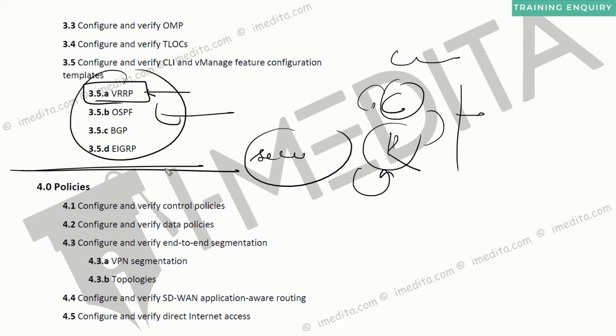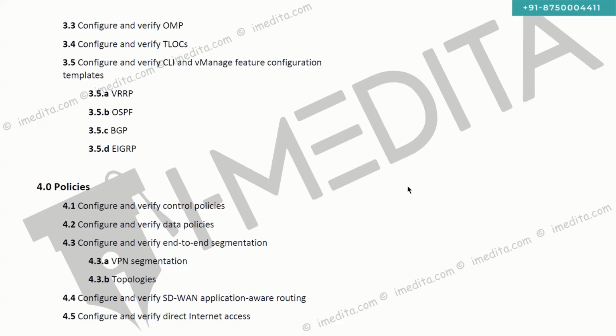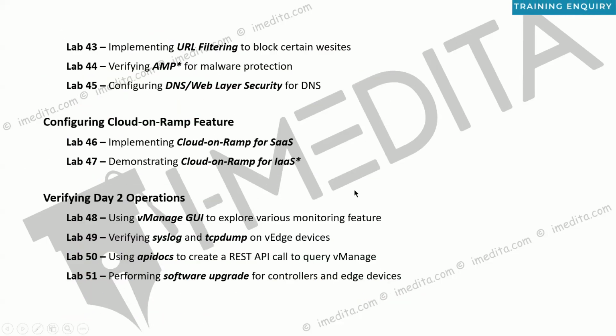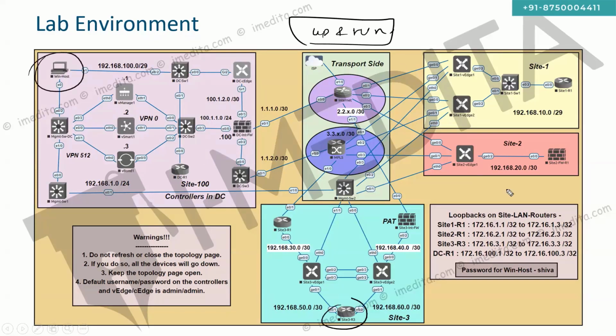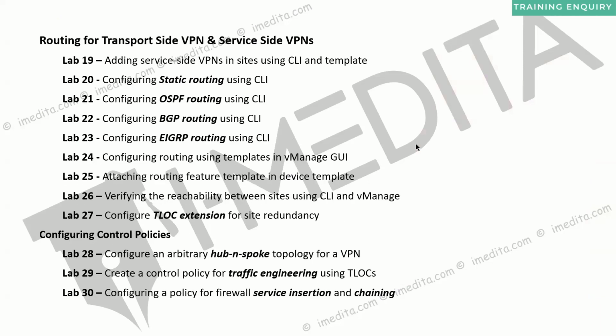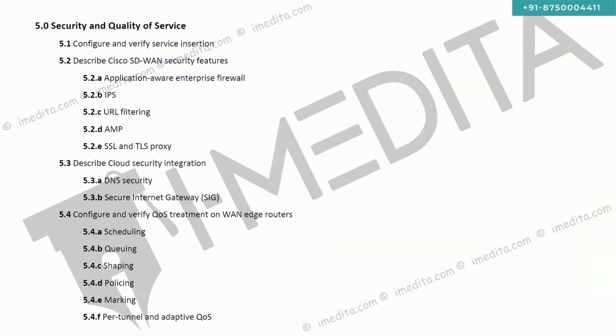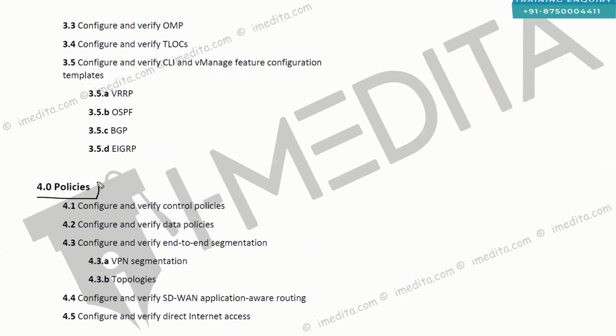So by the end of these 3 sections, in this topology, our routing and everything will be up and okay. We will have everything configured up to these 3 sections. We will have end-to-end reachability from anywhere to anywhere. We will be able to do ping and trace from one point to another point. And then we will be able to move on to the next section that will focus specifically on policies.